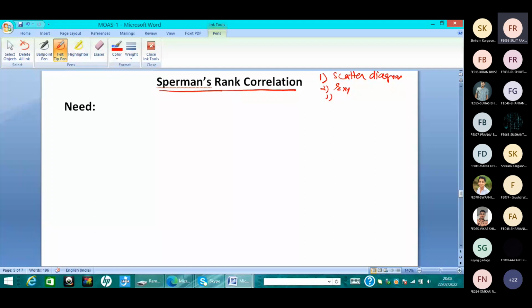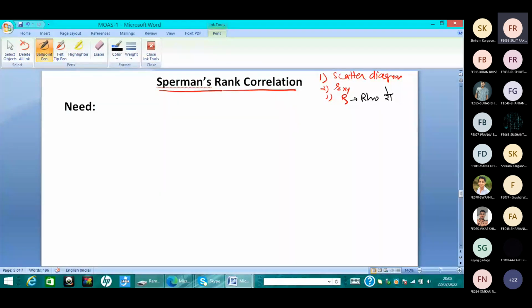So what is the need of the Spearman's rank correlation? We also denote it by this symbol, or sometimes in some books capital R is used, but I will refer you to use this rho symbol. What is this called? Rho. In Marathi you can read it as rho. So what is the need?